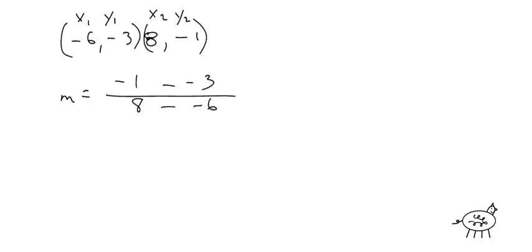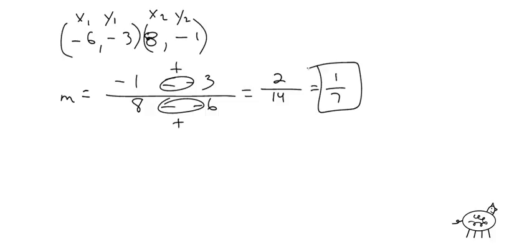Okay, so I didn't lose any signs, and I have my negative in here, so of course that becomes positive. That becomes positive. You can always use your calculator too. There's no reason for you guys to get these wrong, especially since you all have calculators. So negative 1 plus 3 is 2. 8 plus 6 is 14. Always reduce your fractions, so my slope is 1/7.